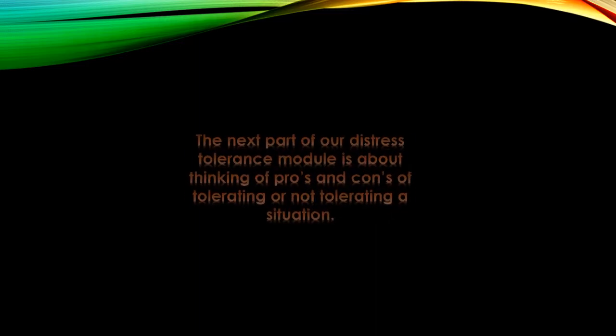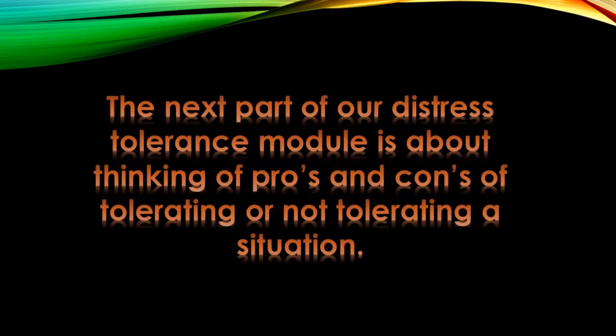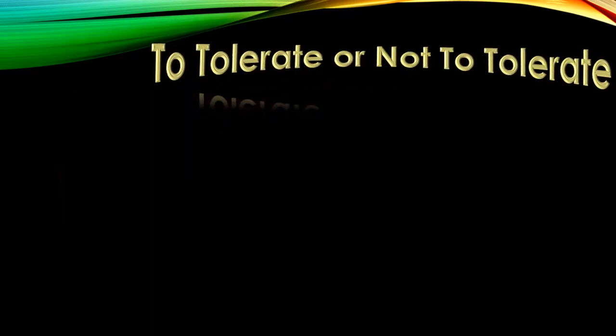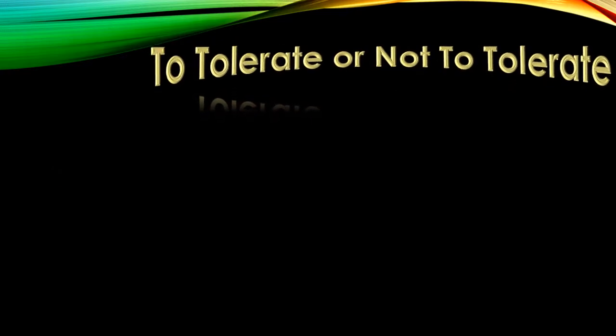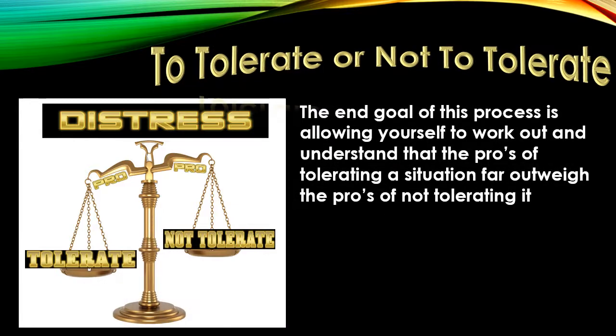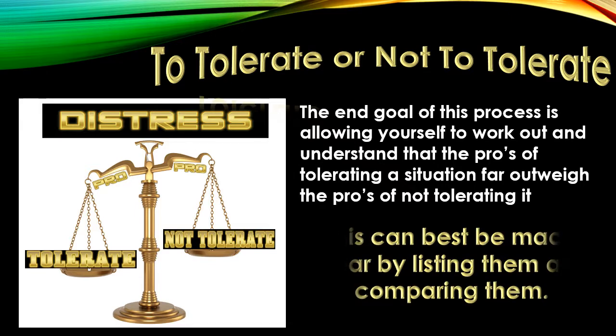The next part of our distress tolerance module is about thinking of pros and cons of tolerating or not tolerating a situation. To tolerate or not to tolerate. The end goal of this process is allowing yourself to work out and understand that the pros of tolerating a situation far outweigh the pros of not tolerating it. This can best be made clear by listing them and comparing them.